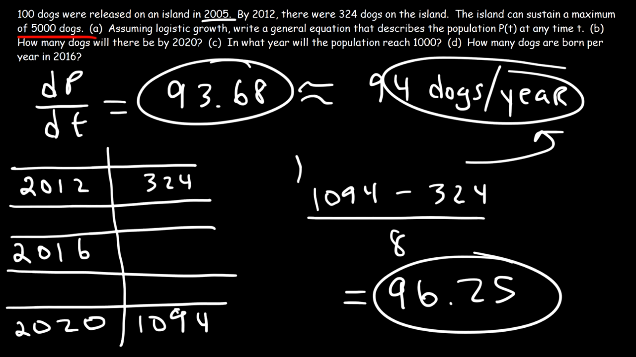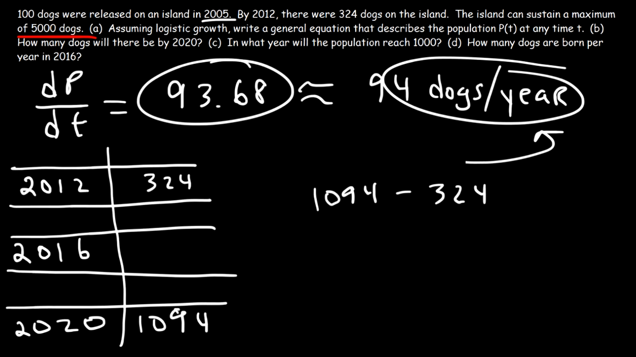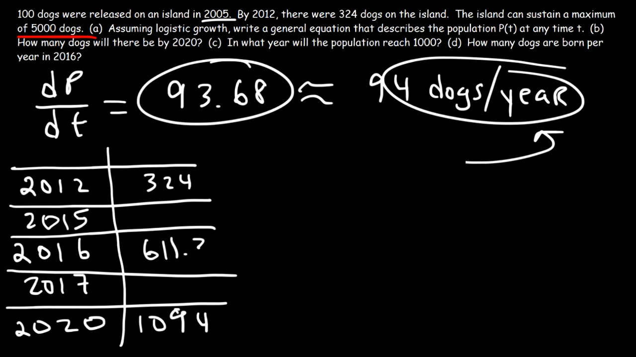So how can we get a better approximation of this answer? What can we do to get an answer that's closer to 93.68? What you want to do is approximate the instantaneous rate of change at 2016 by choosing 2 years that are very close to it. The best 2 years that we can use are 2015 and 2017. Now we need to calculate the population at those times. By the way, in 2016, I believe it was 611.3.